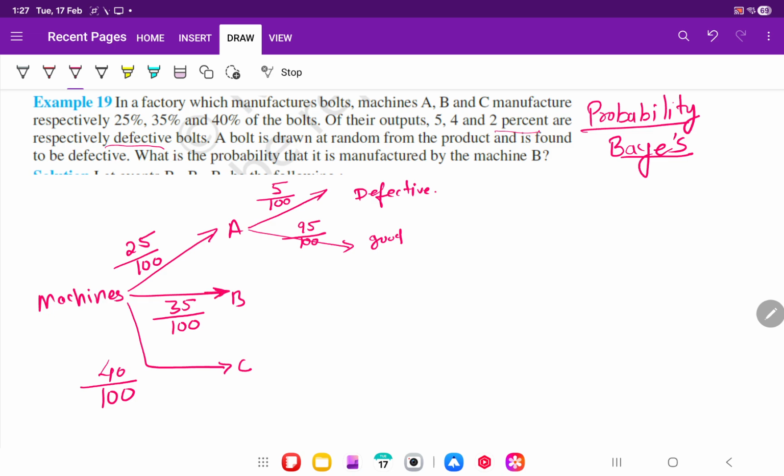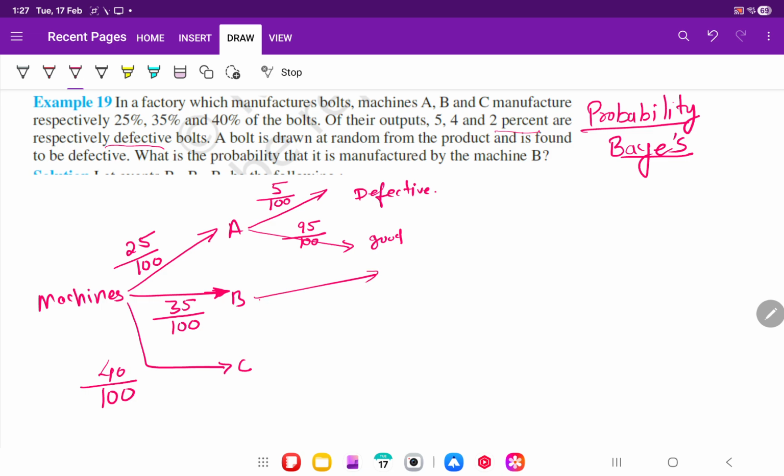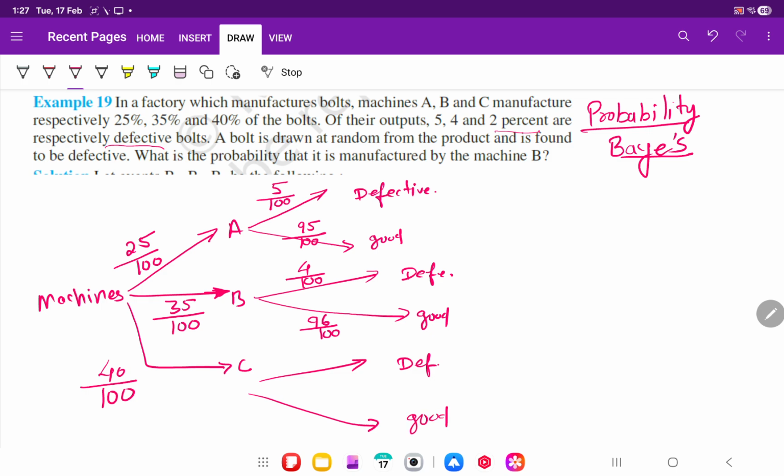If they are made by machine B, bolts, so there may be two possibilities, right? Good or bad. So suppose how many are defective? They have given 4% are defective. So remaining, which is 96%, will be good. Similarly, if they are made by machine C, so there may be some defective and some good. So 2% are defective, 2 by 100. So that means 98% are good. So this is the flow chart ready, whatever is information given.